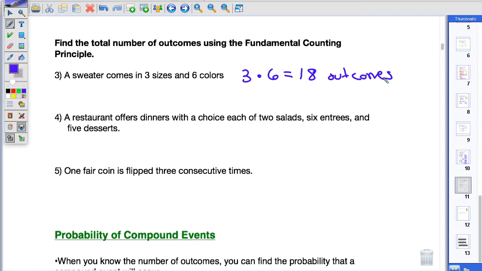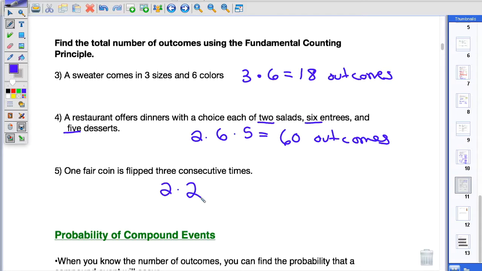Number 4, a restaurant offers dinners with a choice of each of 2 salads, 6 entrees, and 5 desserts. So we have 2, 6, and 5. So 2 times 6 times 5 to give you a total of 60 outcomes. One fair coin is flipped 3 consecutive times. You would get heads or tails on the first one, so that's 2 different outcomes. Heads or tails on the second one, so the 2 outcomes, times heads or tails on the third one, to give you a total of 8 outcomes.